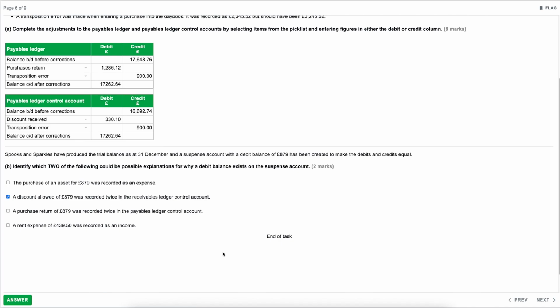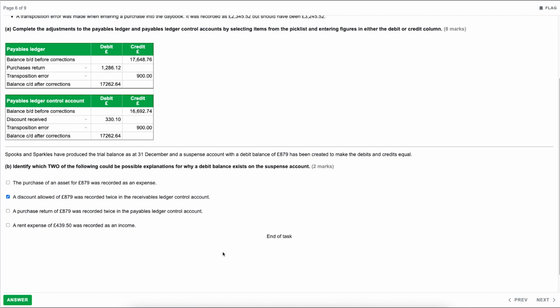Now, it will have an overall credit balance because it's a liability. But a purchase return reduces that liability. So it reduces your credits because it goes in on the debit side of the payables ledger control. So if it was entered in twice, it would actually mean that our credits are too low.